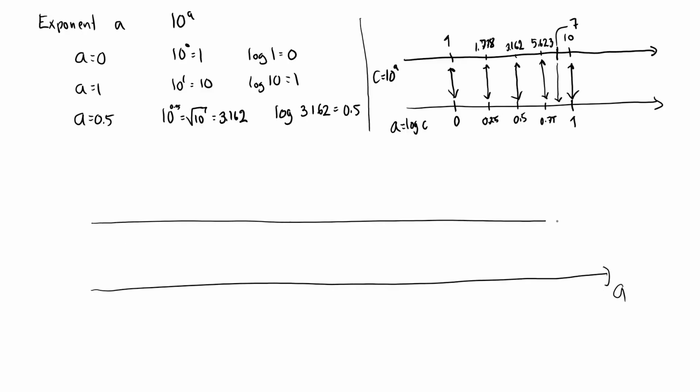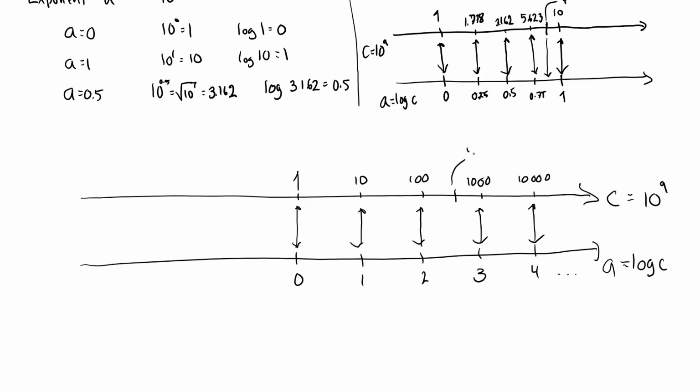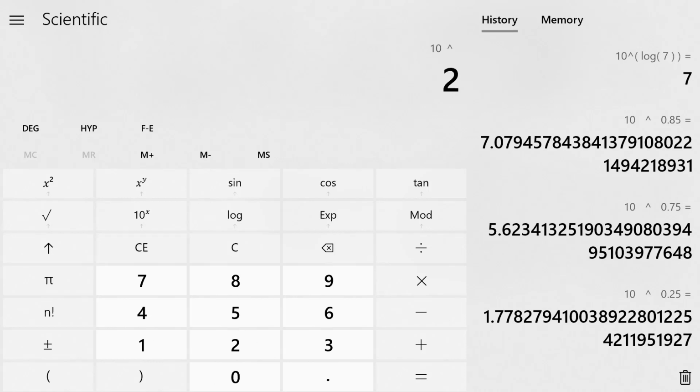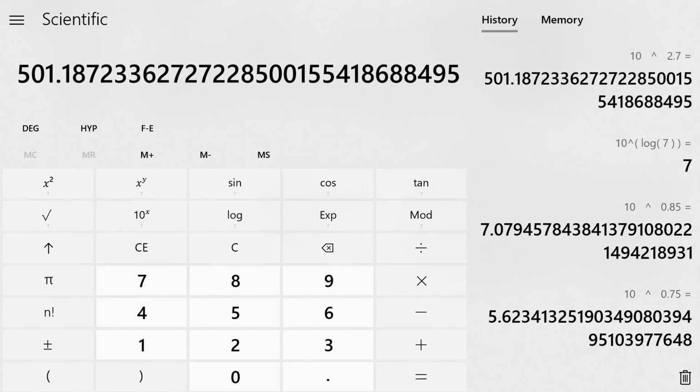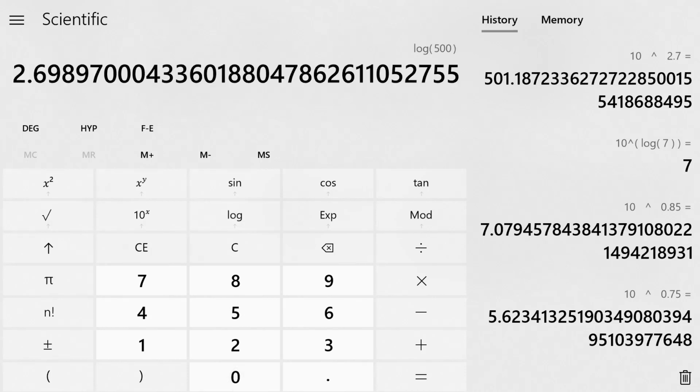Clicking 10 to the x, we can confirm that this is true. Exactly the same idea applies if we extend those two real lines past 1 and 10. We can do exponents 2, 3, and 4, and so on, and powers 100, 1000, and 10,000, and so on. For example, the common logarithm of 500 must be between 2 and 3. If I calculate 10 to the 2.7, I get 501.2, which tells me that the common logarithm of 500 is slightly below 2.7. The exact value is this number, 2.699, and so on.